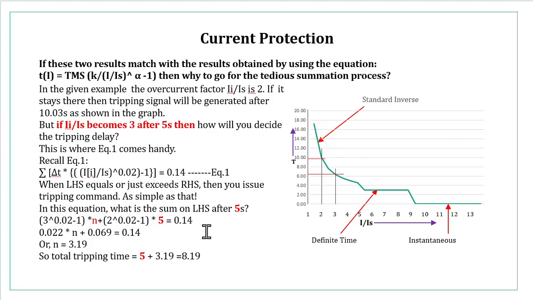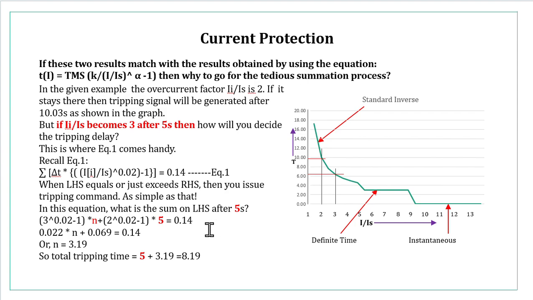Are you getting this? What we are doing is, we have seen that for 5 seconds it is 2. So with the help of I upon I is equal to 2 and time equal to 5 seconds, we calculate LHS, and that LHS value will be this, right? This is obtained from here, from this equation. So the LHS value up to 5 seconds is this, and we have to go up to 0.14.